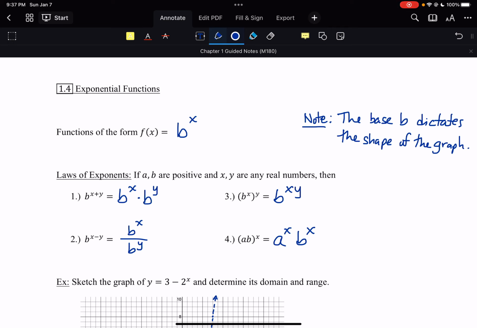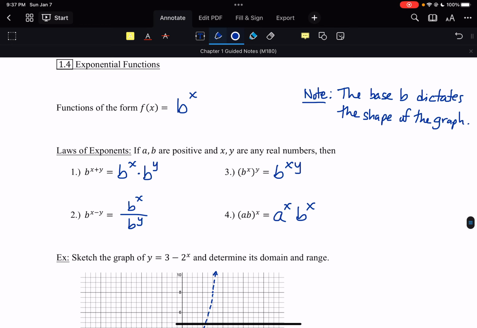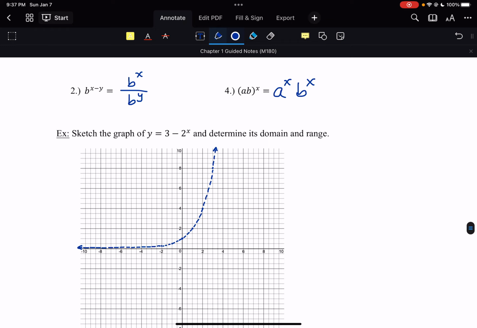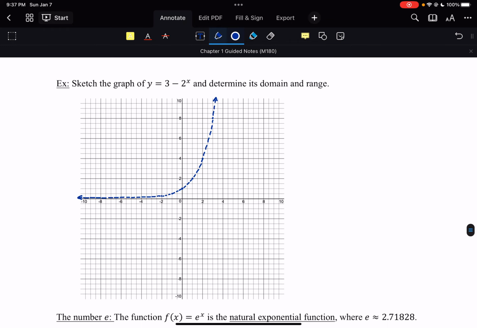Now, when it comes to graphing and transformations of graphs, we can also apply these to exponential functions. So if we look at this example right here, sketch the graph of y equals 3 minus 2 to the x and determine its domain and range. The graph that I already have sketched here is the parent function. Our original function would be this 2 to the x right here. You can see the behavior. It matches what we had just done when we looked at it on Desmos a couple minutes ago.